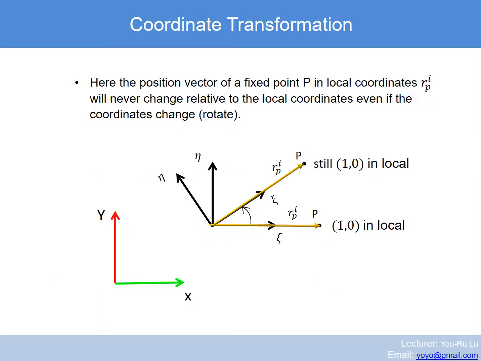Note that the vector RPI I mentioned here is the position vector of a fixed point P relative to the local coordinates. That means that point P's local coordinates will never change. In this case, its position will always be 1, 0 in the local coordinates.